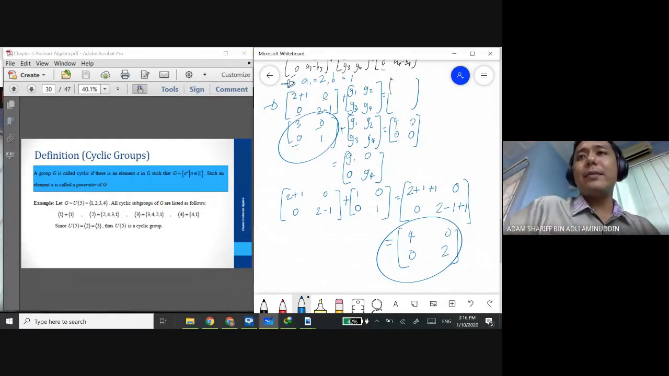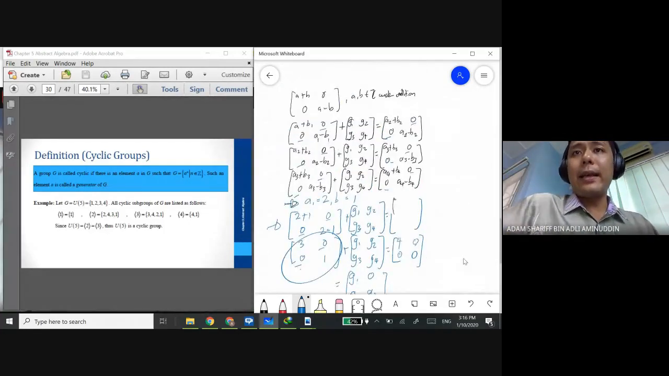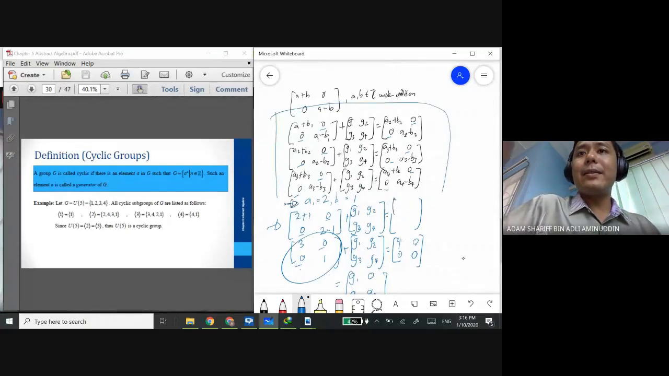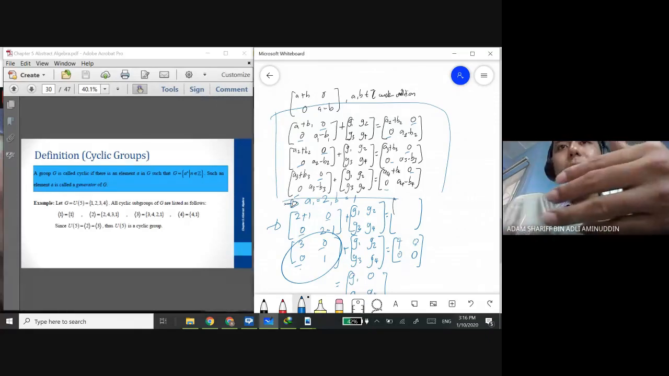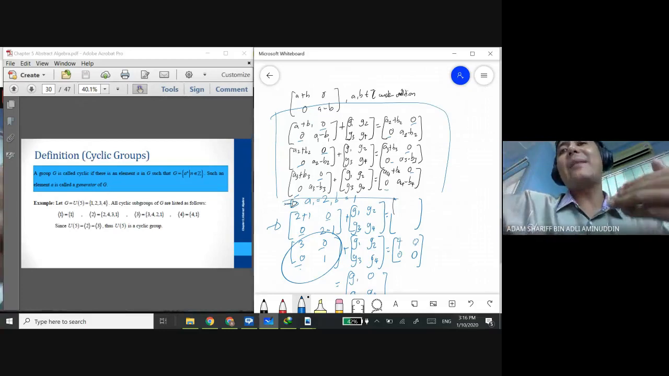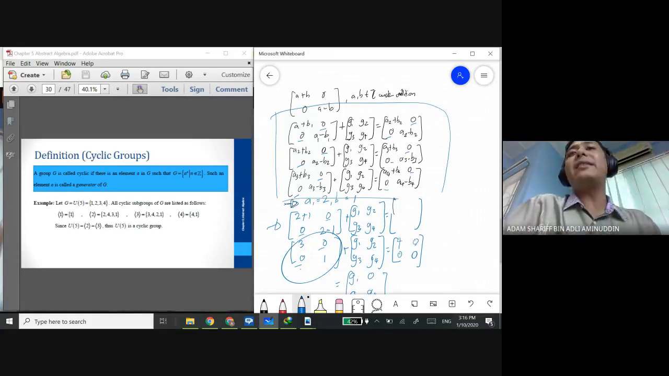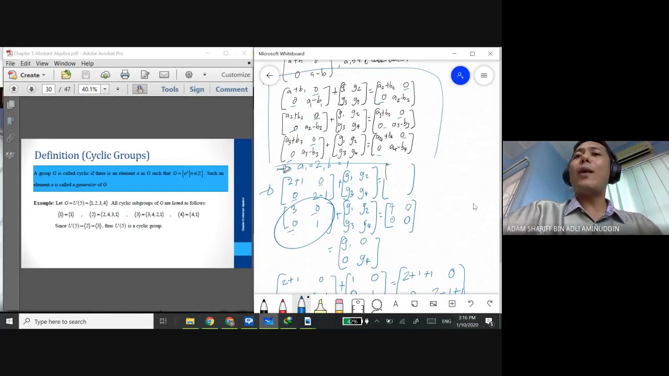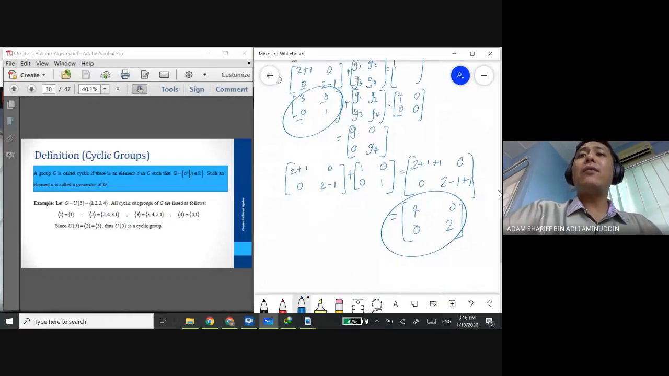Okay, saya ulang balik. You tengok balik yang step asas ni. Okay, this part. Every new iteration, every addition, it will produce another value. And this is not only for 3 iterations. Assuming infinite times of iteration, it will produce all integers out there. So what will be G1, G2, G3, G4?